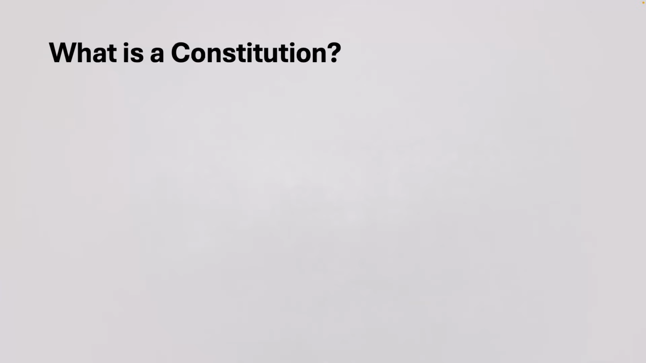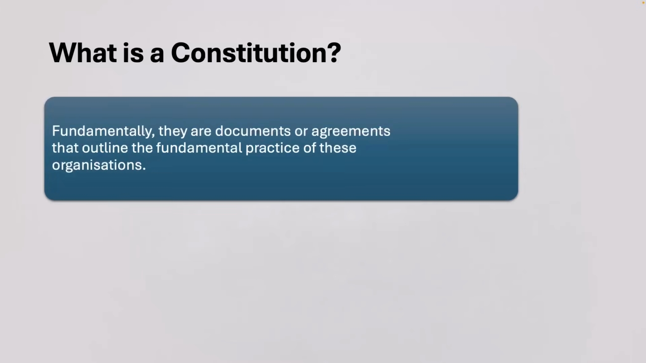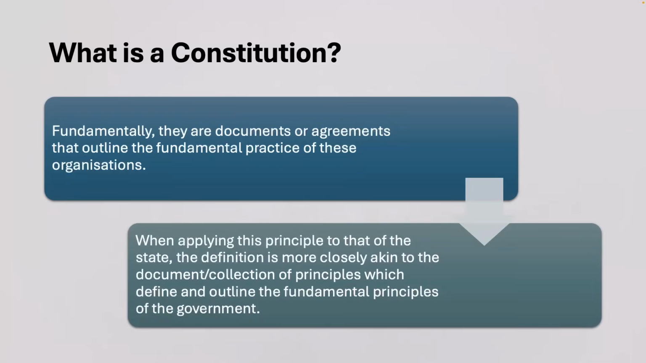So the first point that I should note is that this doesn't really give you a better understanding of what a constitution is, but it gives you an understanding that a constitution is something that exists not just in relation to the idea of constitutional law, the idea of a state. And so fundamentally, a constitution is a document or some kind of agreement that outlines the fundamental practice of these organizations, whether it be a business, a state, a club or a political party. When applying this principle to that of a state, the definition is more closely akin to a document or a collection of principles which define and outline the fundamental basics of the government, essentially.